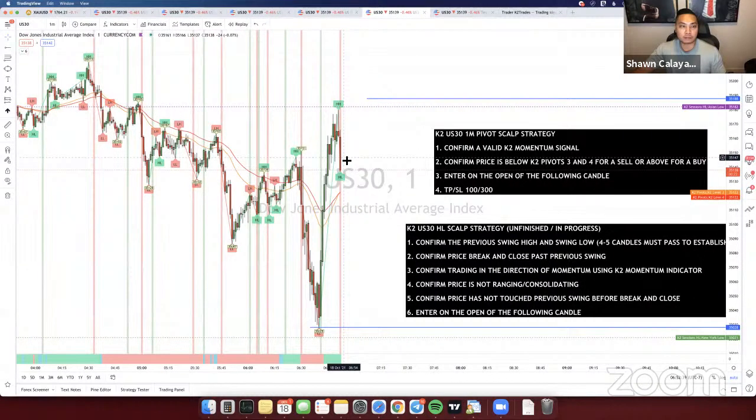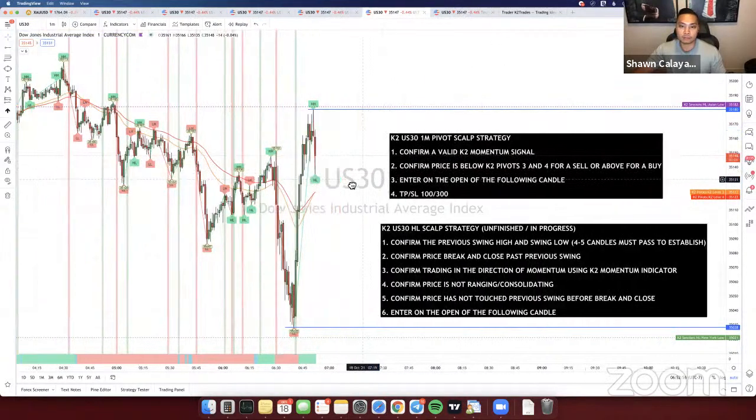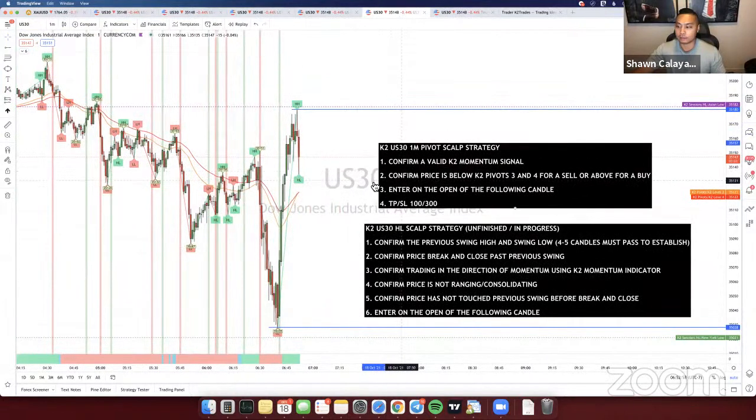This could be another fake out to the other direction. So this is why you guys got to be careful and wait for those confirmations. Because if you don't wait for the confirmations, you can easily get burnt with price ranging back and forth. There's no clear direction yet. But once we have that clear direction, we can start trading there.